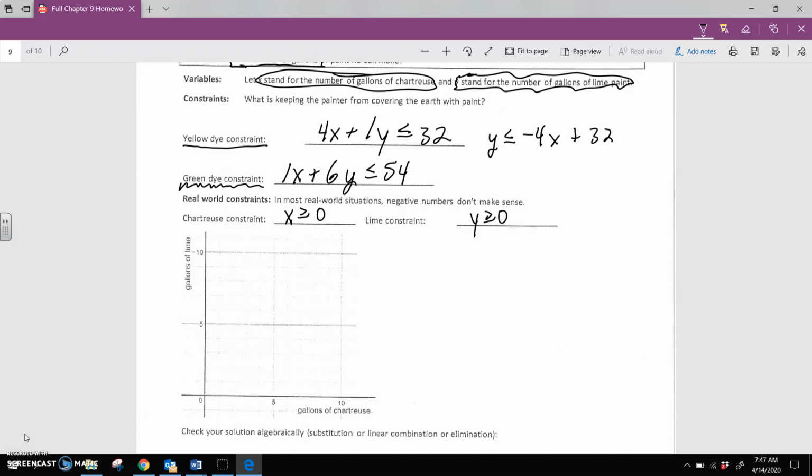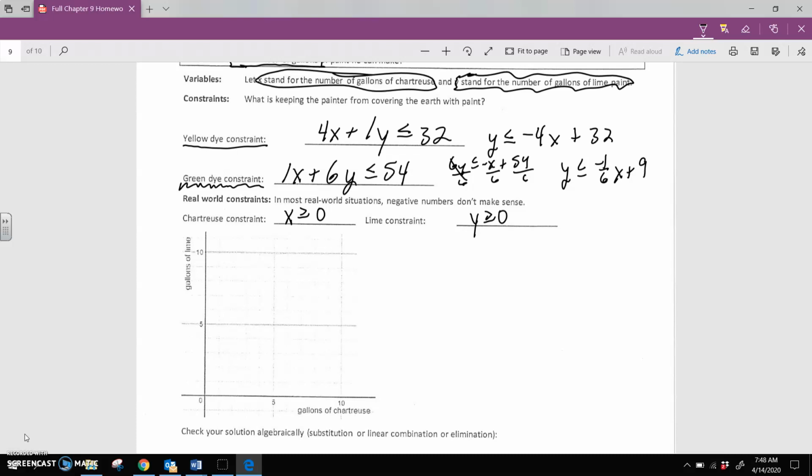I actually made a grid where I went all the way up to 32, so that's a little bit harder. And then this one, I would start with 6y is less than or equal to negative 1x plus 54, but then I divide all 3 pieces by 6. So I get y is less than or equal to negative 1/6 x plus 9.